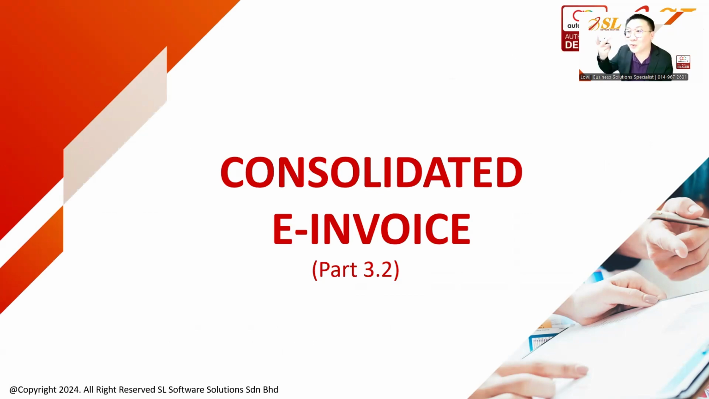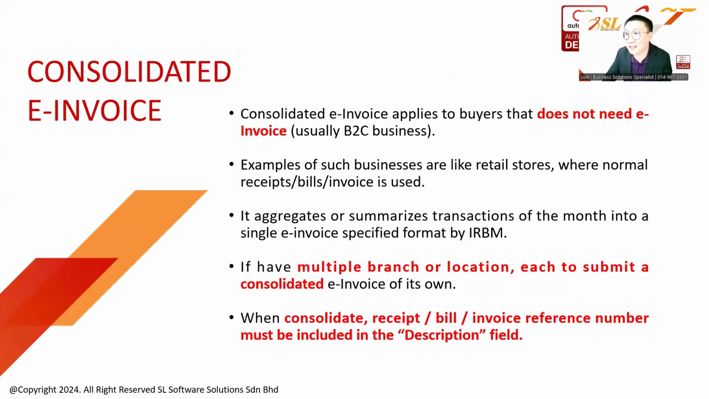Okay, so there are only two formats, standard invoice and consolidated invoice, to prove our income. So consolidated is for those customers who don't want the bill. Okay, so you just give a normal receipt or normal invoice. Got it already, or you buy a cashier machine or manual receipt book, also can, for this kind of customer.